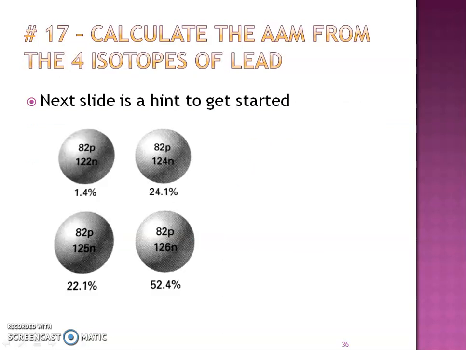Number 17 is very similar to what you just did, but now instead of 2 isotopes, there are 4 isotopes of lead. But look at the information they give you and the information that you want. So you need to find the mass first, right? They give you the abundance, the percentage, but they're not giving you the mass. Now remember that the mass can be protons plus neutrons. So pause and make sure you have that mathematics first.